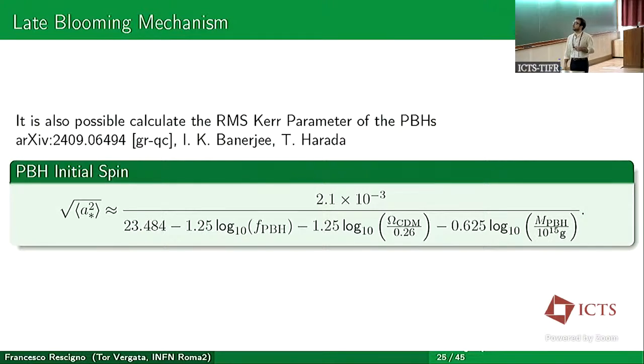It is also possible to calculate the initial spin of this primordial black hole. We will follow this result by Indra Kumar Banerjee and Arada, and we will use this nice expression for the initial spin that, as you can see, depends only on the fraction of primordial black holes and the mass. So it's completely calculable within the results of Guttenwar and Folansky.